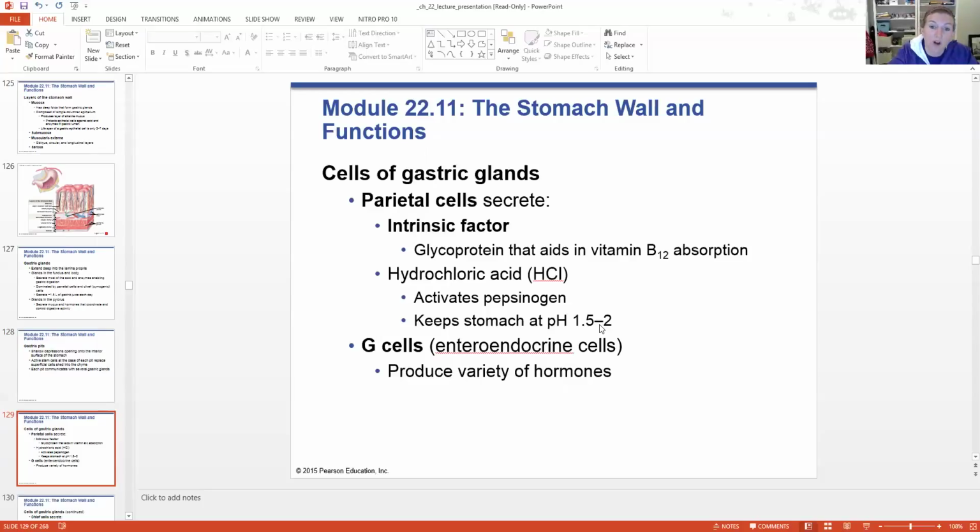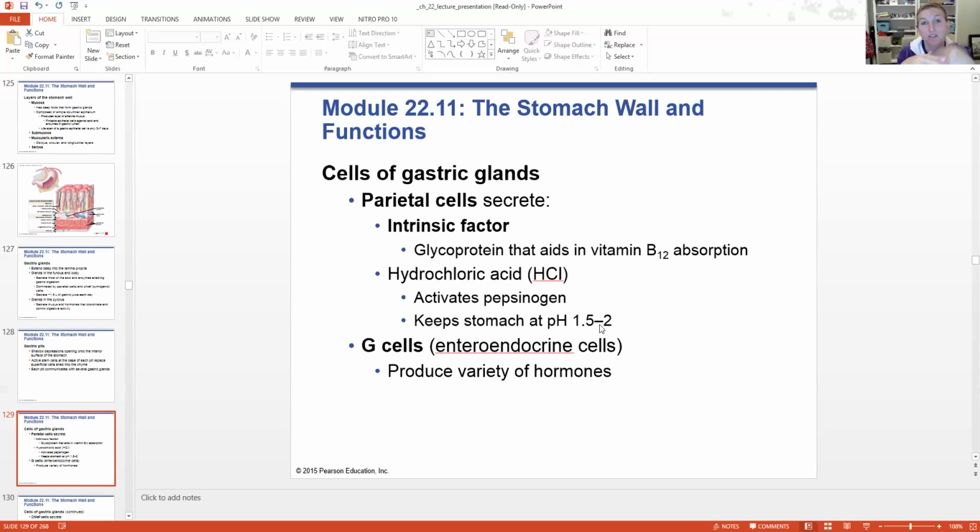The parietal cells also secrete HCl, hydrochloric acid. Hydrochloric acid activates pepsinogen. Pepsinogen is secreted by a different type of cell in our gastric glands, and this is to help keep the pH of our stomach very, very low. I remember this because parietal cells secrete hydrochloric acid. Hydrochloric acid begins with an H, P, H, right? Hydrochloric acid keeps the pH very, very low. So parietal cells, pH, parietal and hydrochloric acid.